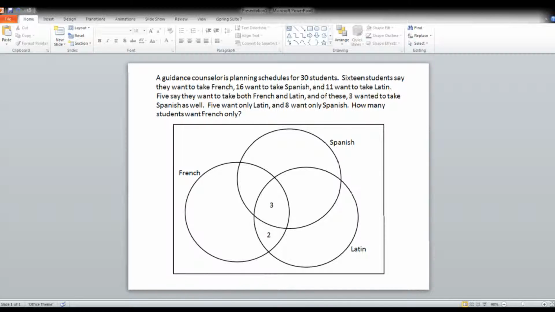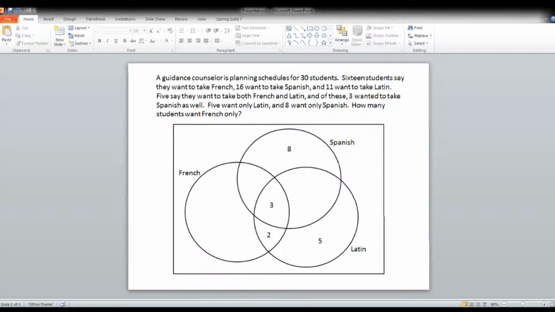Okay, so next we know that there are 5 students who want only Latin. So I take a 5 and put it in this only Latin category right here. Then I have 8 students who want to take only Spanish, so I go over to the only Spanish category and put that 8 right there. Next, I'm asking, is there any way that I can work with the information I have? Because I've now run out of basic information just to fill stuff out.